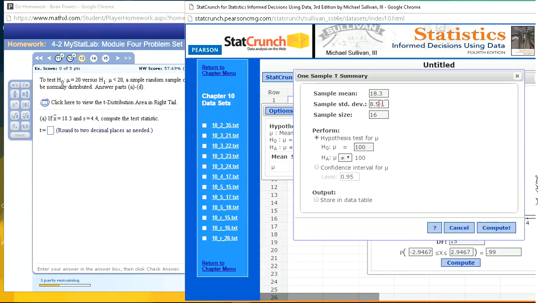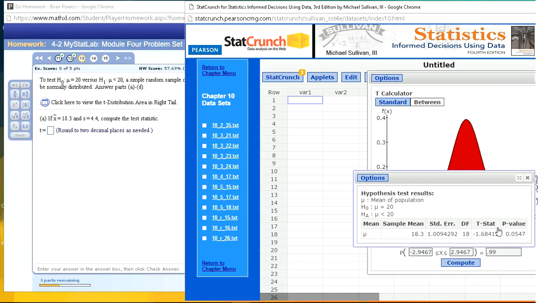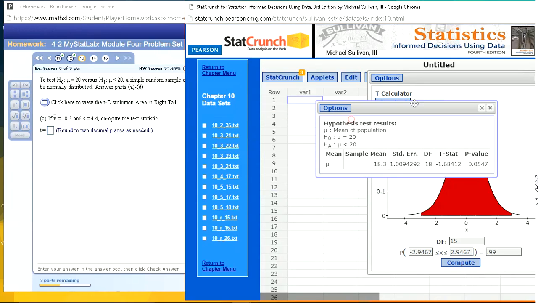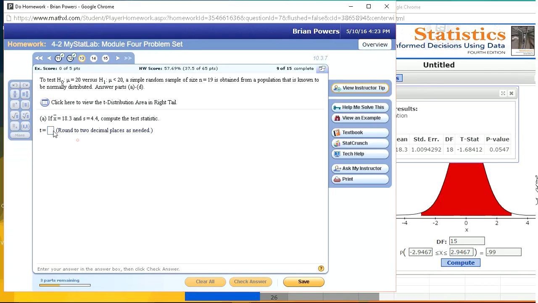18.3, sample standard deviation 4.4, sample size, what was it? 19. So you're typing in the sample size, not the degrees of freedom. It will do the degrees of freedom calculation for you. Okay, 20, and it's a less than, it's a lower tail test. Let's hit compute. And here's our summary. So we've got our test statistic. I'll put that here so I can see it over on this side. So it's negative 1.684. Two decimal places, 1.68.